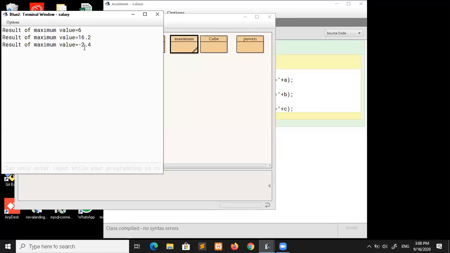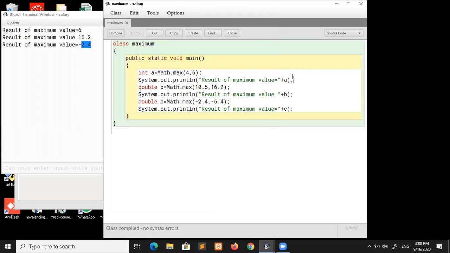Yeah, see. So cross check the values with the coding part. If you have any query, you can ask me. So this was about the minimum and maximum, which is exactly the same coding part; the only thing is I have replaced the min keyword with the max one.